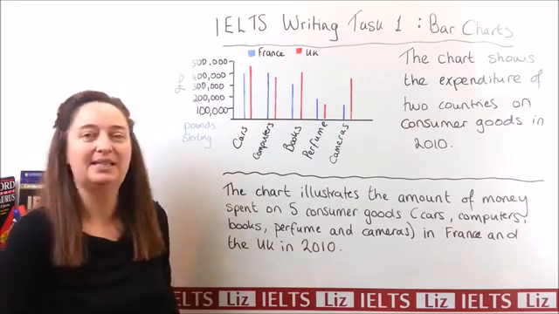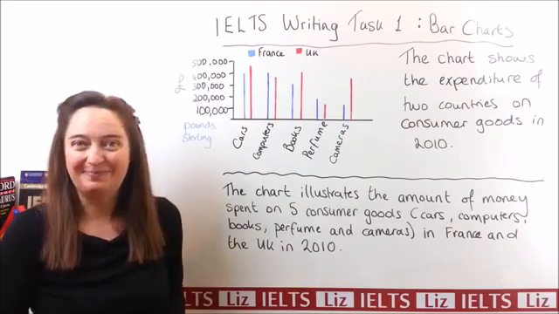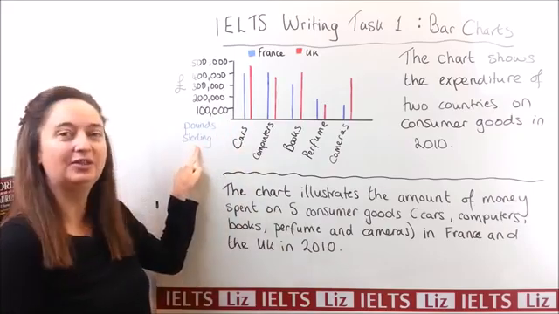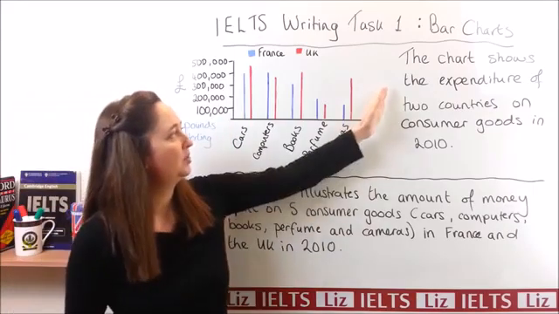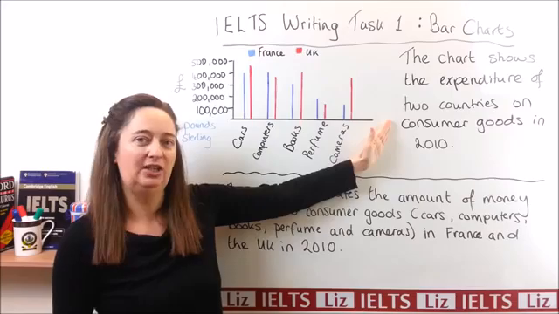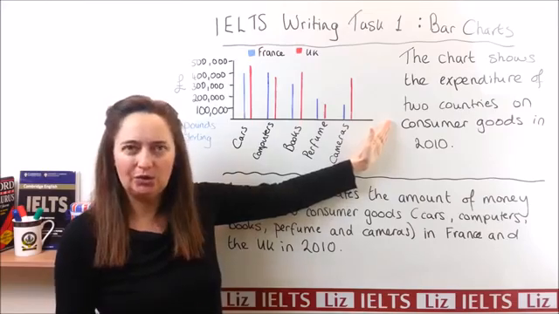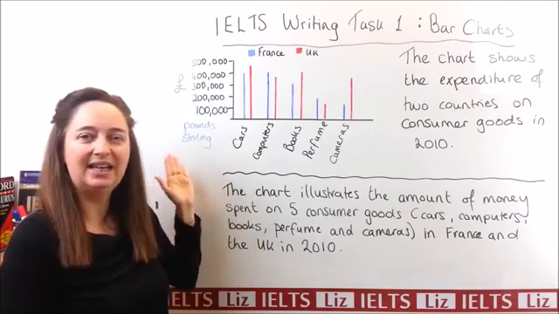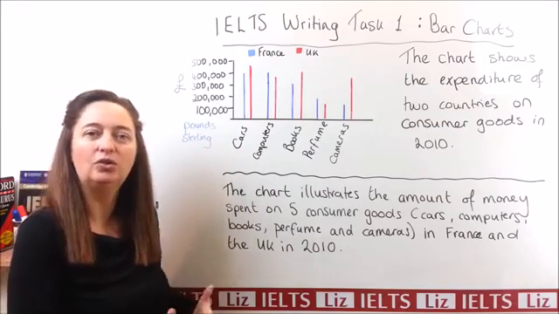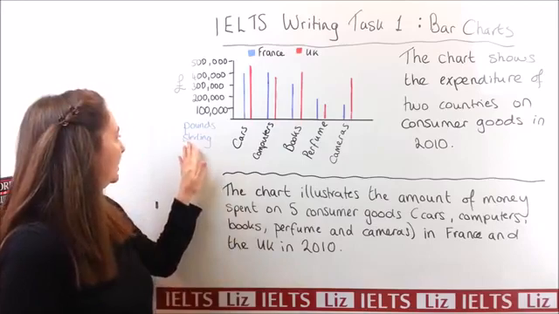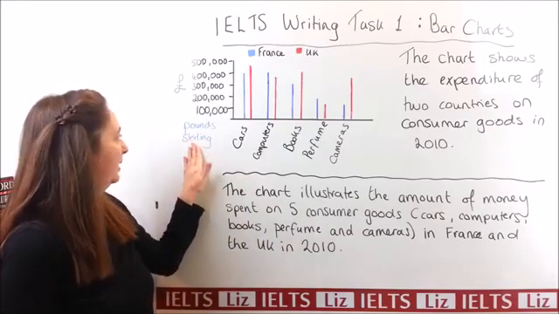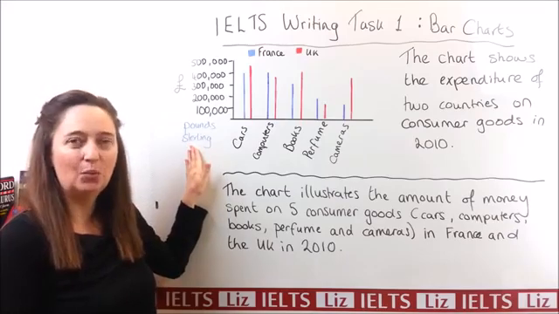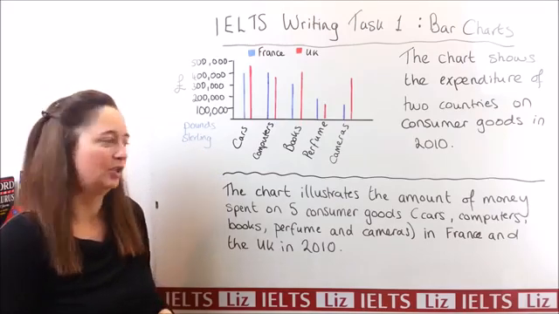Is there anything missing? Yes. You can see down the side here that we've got some extra information. So, of course, we want to paraphrase the information given by IELTS, but we also want to look at the chart to see if there is any other information that we want to introduce. And of course, here we've got that all money is measured in pounds sterling. So we need to write that in our introduction.